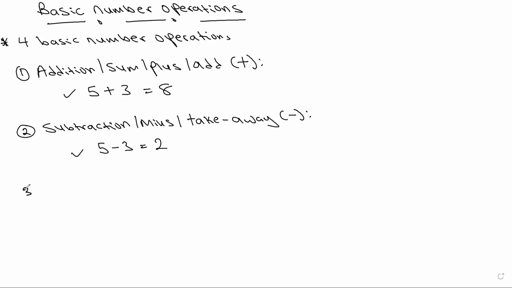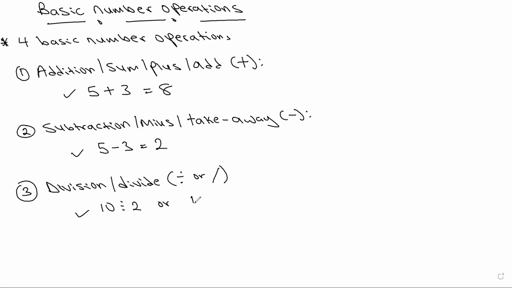Now, the third one I'm going to talk about is division. Some can just call it divide. It's another way of saying that. It's represented with this sign or a slanted sign like this. So for instance, you can have 10 divided by 2, or some textbooks will write it in the slanted form. It's still the same thing.